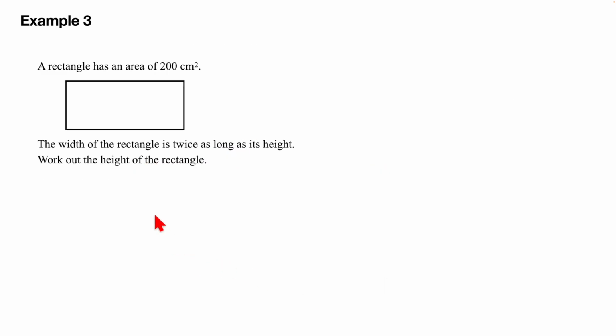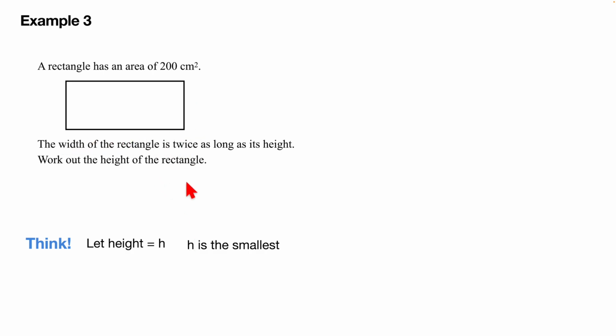A rectangle has an area of 200 cm squared. The width of the rectangle is twice as long as its height. Work out the height of the rectangle. Right, we'll have a think. Let the height equal h. H is the smallest. This is h.